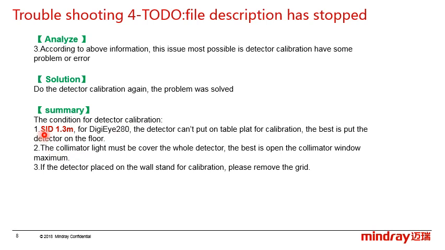First, the SID should be 1.3 meter. So for DigiEye280, usually we put the detector on the floor. And the second, the collimator light must cover the whole detector. And the best is to open the collimator window measurement. If the detector is placed on the workstand for the calibration, we have to remove the grid first.